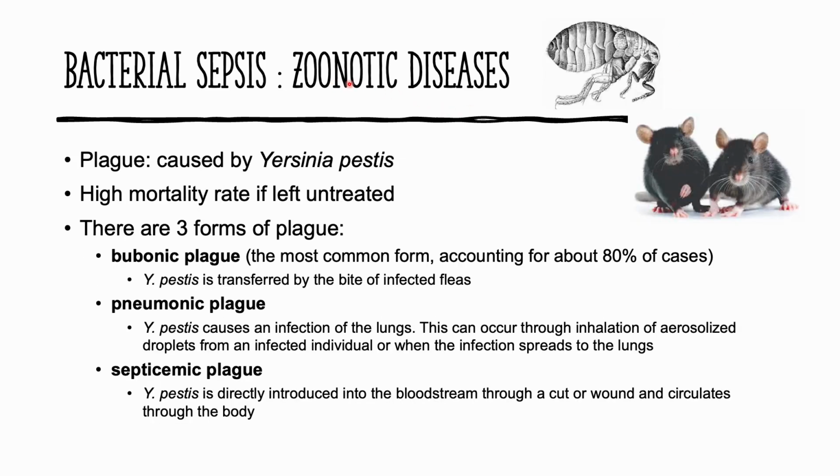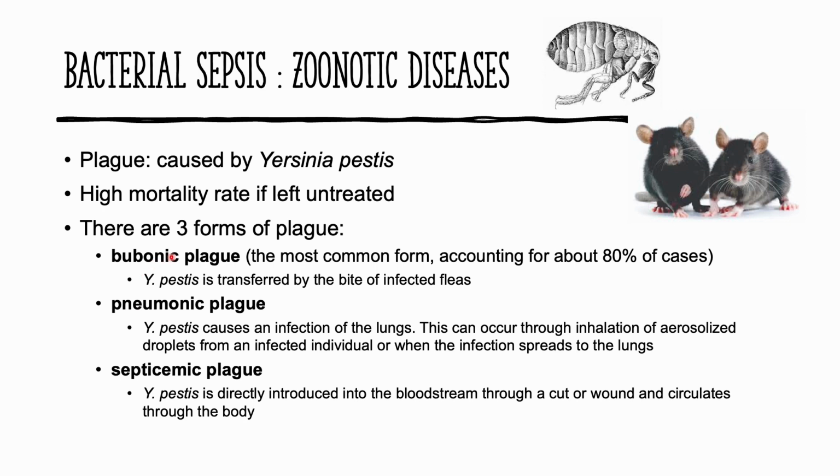Another example of a zoonotic disease, or a disease that's transmitted from animals to humans that can lead to bacterial sepsis or bacteria in the blood, is the plague. This is caused by the bacteria Yersinia pestis, and it has a pretty high mortality rate when it's left untreated. We'll talk about 3 different forms of plague: bubonic plague, pneumonic plague, and septicemic plague.